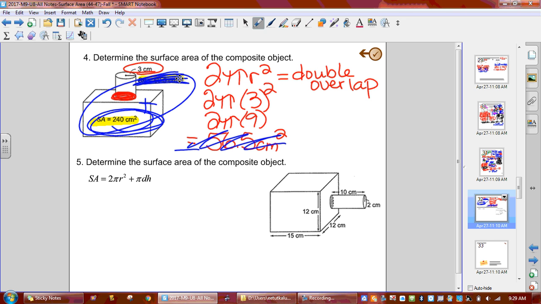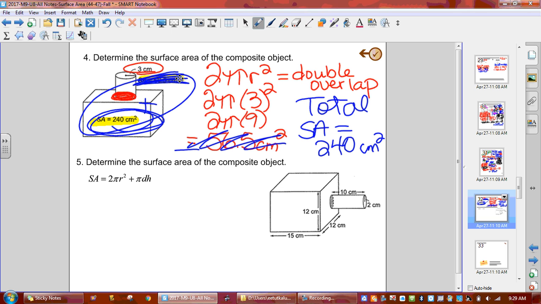So total surface area, 240 centimeters squared. Now we're going to do the bottom. The bottom, they didn't solve it for us. We have to solve it. And there's lots of steps. Well, not too bad, actually.